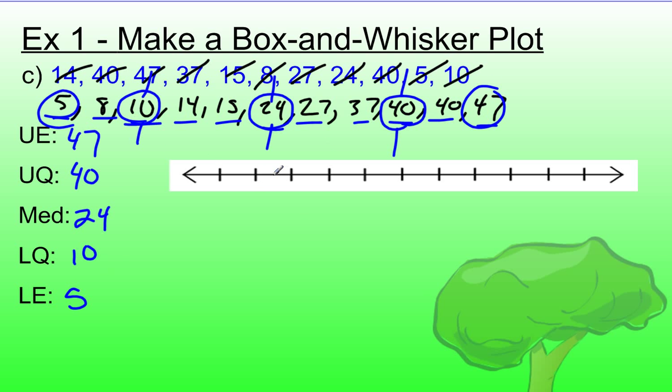So now we need a scale from at least 5 to 47. So 0, 5, 10, 15, 20, 25, 30, 35, 40, 45, 50 works perfectly. 15, 20, 25, 30, 35, 40. Ooh, it's supposed to be a 45.